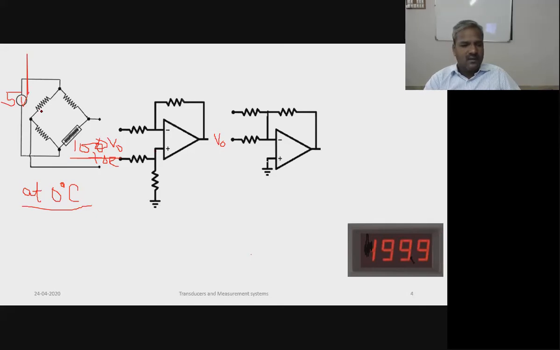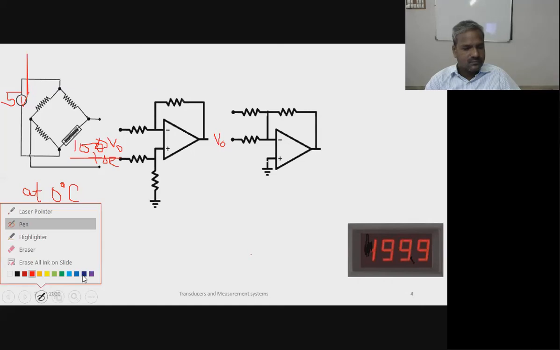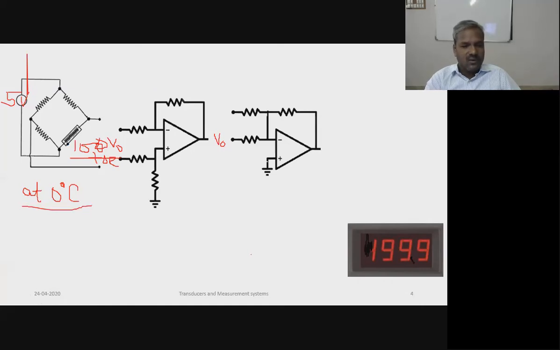So here, you have to choose these resistance values. These resistance values equal the normal resistance value of the RTD. So here also choose 100 ohm, 100 ohm. So all 100 ohms. Okay. So when all the branch resistances are 100 ohms, what is the del V naught?